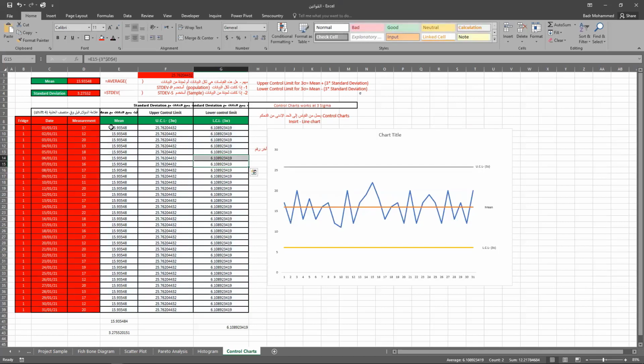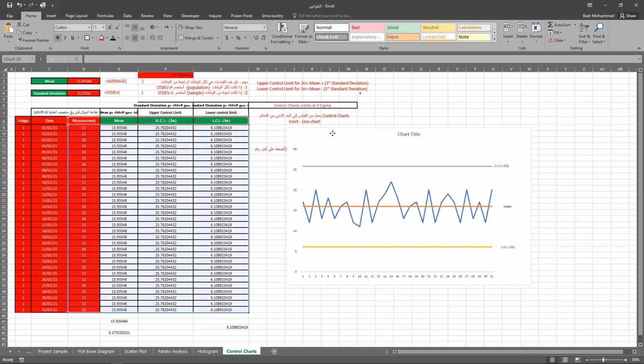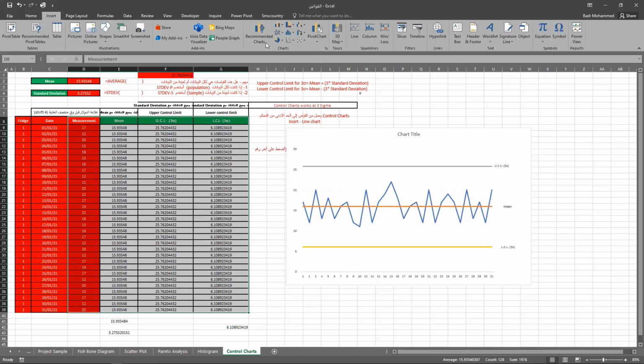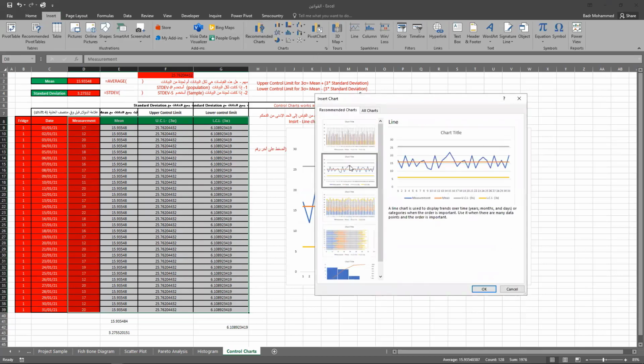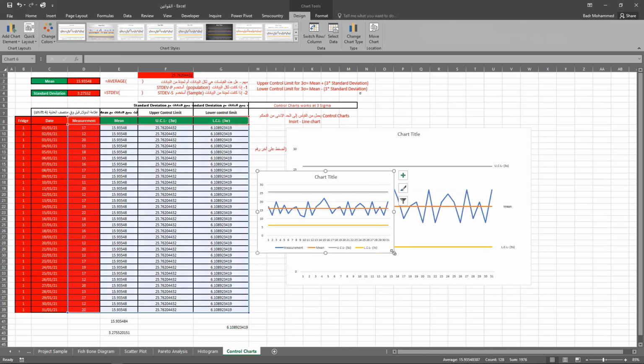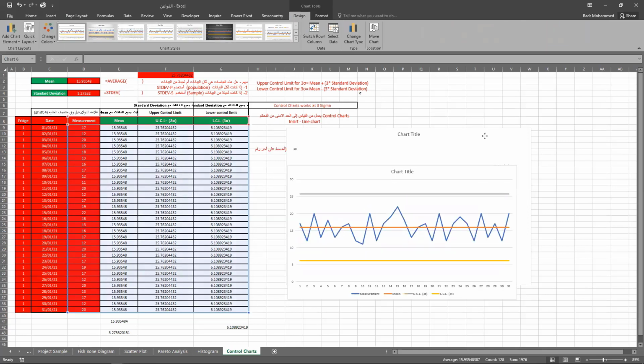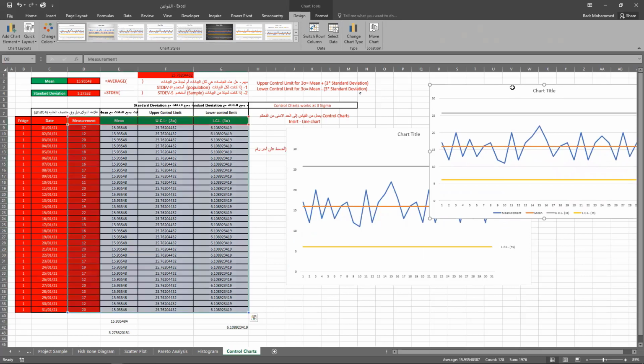Okay guys, we will calculate the mean, and we will calculate the UCL, and we will calculate the LCL. In order to insert this shape, you just need to select these 3 or 4 columns. You need the measure or the temperature, the mean, the UCL, and the LCL. You will go to insert, recommended, you have it here. This is the control chart. Okay guys, so this one is the same as this one.